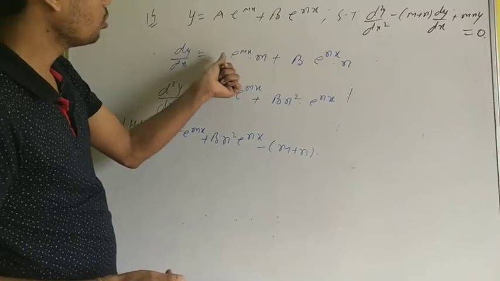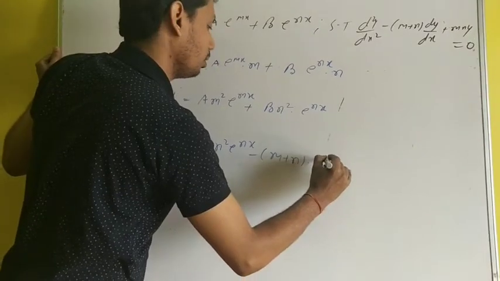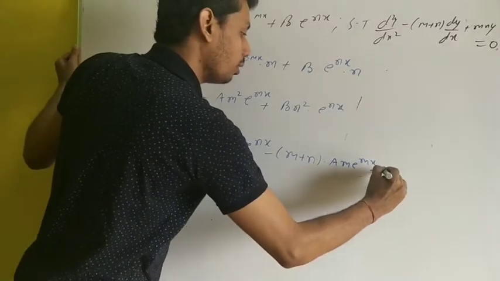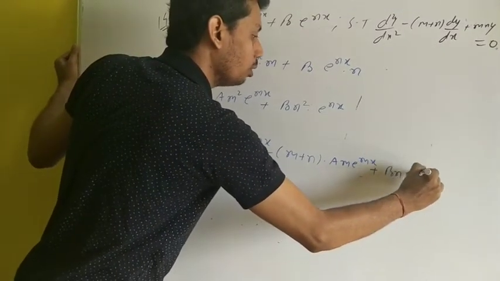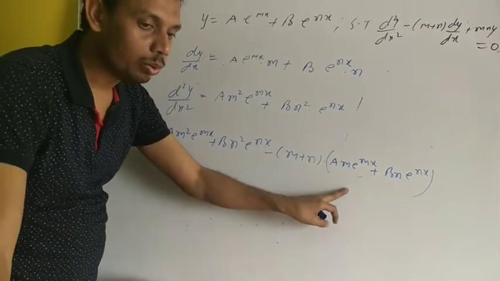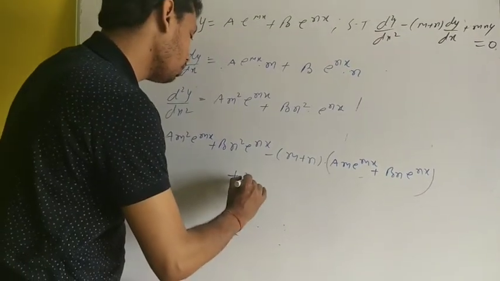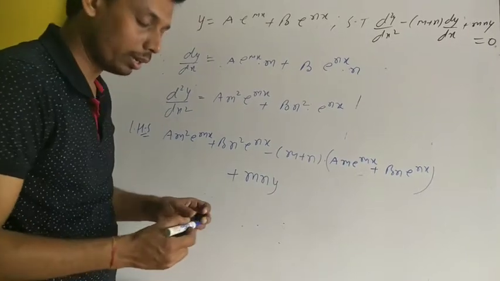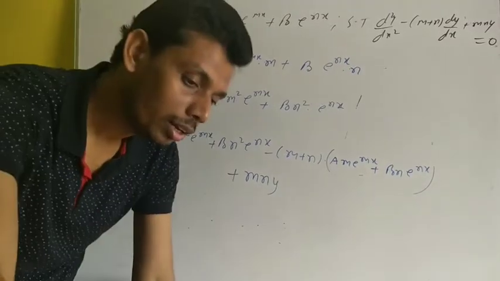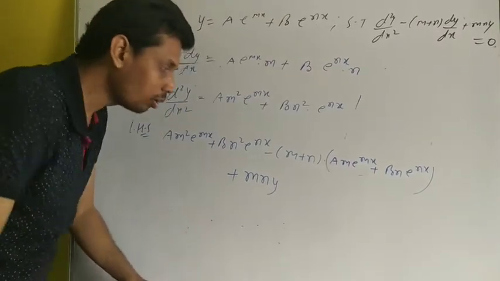That is a m e to the power mx plus b n e to the power nx. Now this is the value of dy by dx, plus m n into y. Now we will simplify this, and after simplification we'll get the value which is present in RHS, that is 0.